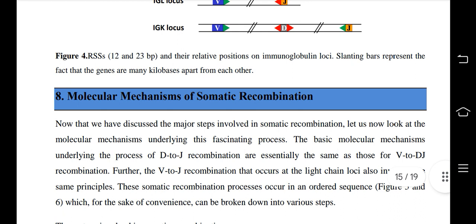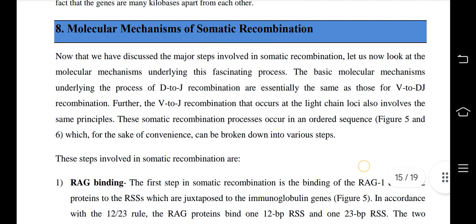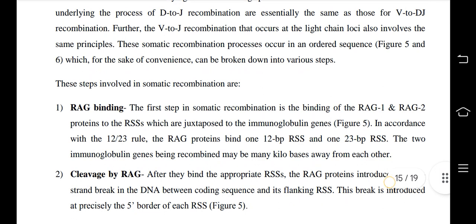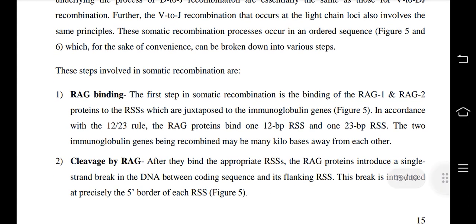These somatic recombination processes occur in an ordered sequence, and each, for the sake of convenience, can be broken down into various steps. These steps involved in somatic recombination are, first, RAG binding. The first step in somatic recombination is the binding of RAG1 and RAG2 proteins to the RSS, which are juxtaposed to the immunoglobulin genes. In accordance with the 12 to 23 rule, the RAG proteins bind one 12 bp RSS and one 23 bp RSS. The two immunoglobulin genes being recombined may be many kilobases away from each other.